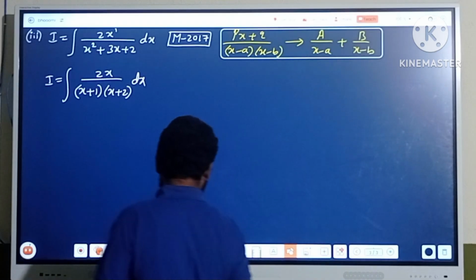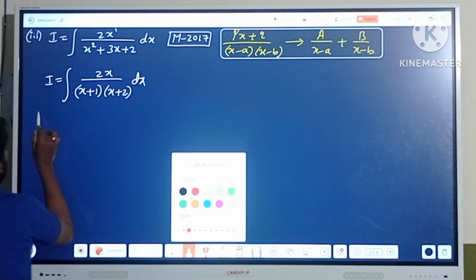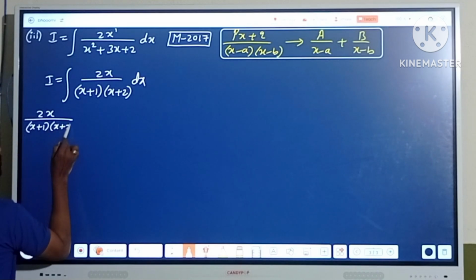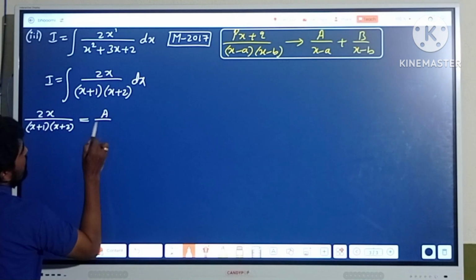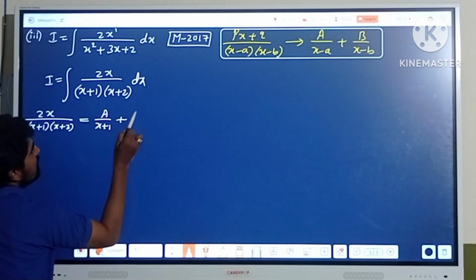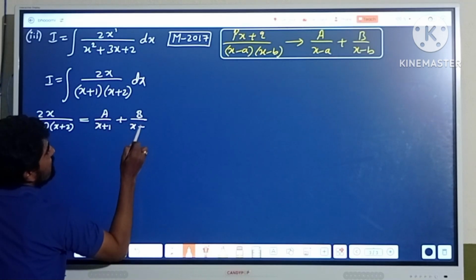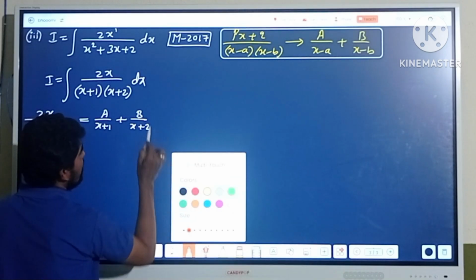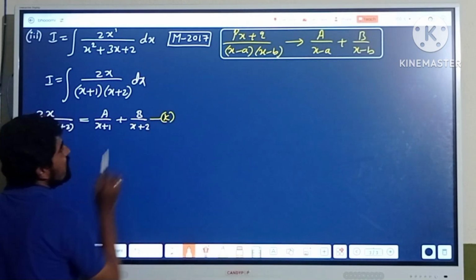this given integrand, that is 2x divided by (x + 1)(x + 2), can be expressed as A divided by (x + 1) plus B divided by (x + 2). And let's say this is equation k.